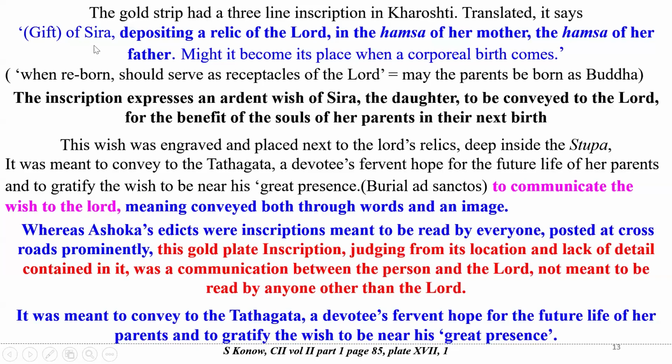What it literally said is that this was the gift of Sira. That is the name of the lady who donated it, and she has deposited a relic of the Lord in the house of her mother and the house of her father. Now, the Hamsa is symbolic. What this means is that her aspiration is that when they are reborn, they should serve as the receptacles of the Lord.